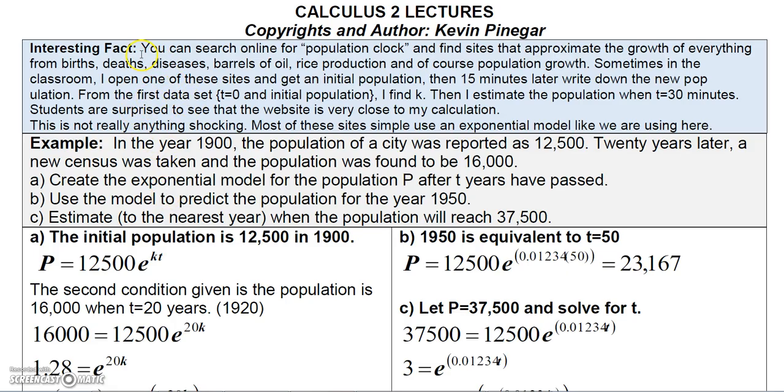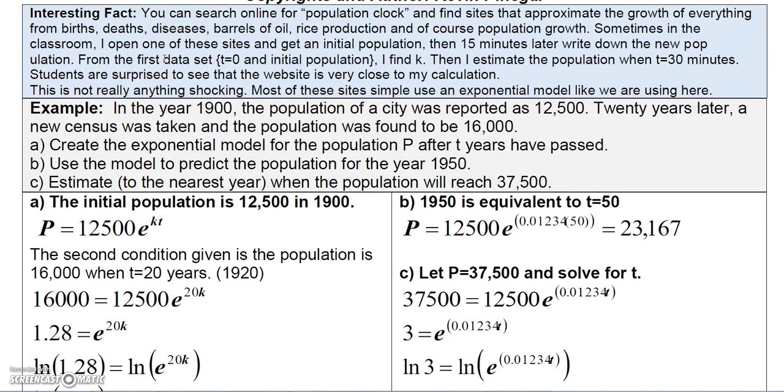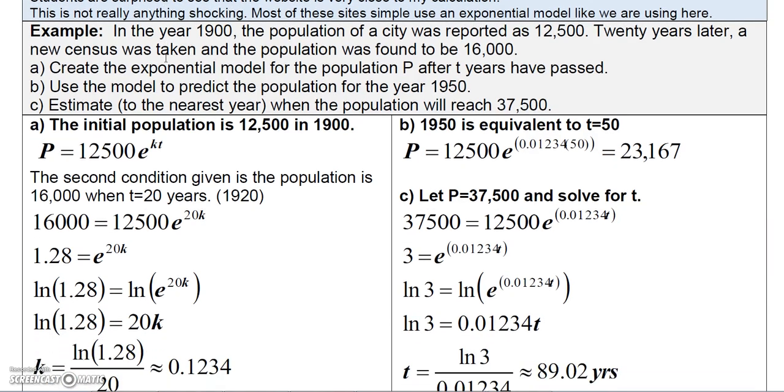An interesting fact is if you searched online for population clock, you would actually find models that model everything from the world population to the number of barrels of oil that's consumed per year. You can also find the number of people that died of cancer or certain diseases and so forth. They've pretty much put everything on an exponential function. If you get time, just search population clock and you can find that.